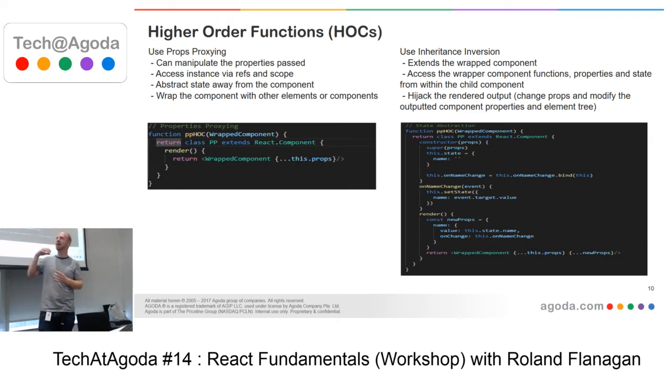The second example is inheritance inversion, which is about extending the wrapped component functions, but allowing them to be accessed from within the child component. So actually passing accesses from the parent into the child, making the child aware of the parent outside it. And it gives you an opportunity to hijack the rendered output as well.